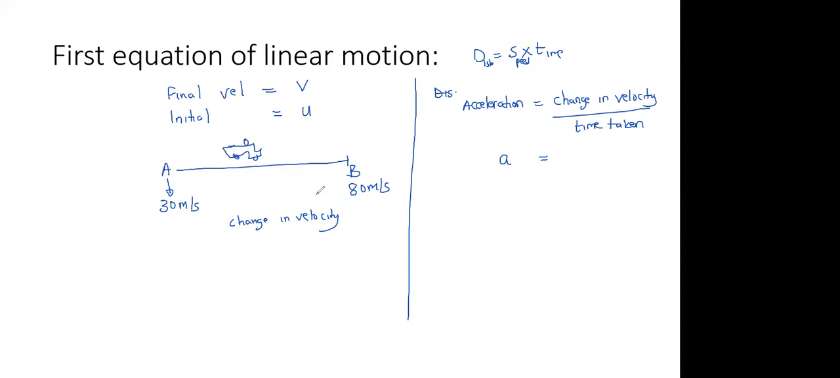Yes. Now, I'm going to use the letters. Instead of 30, I'm putting U. Why? 30 is the initial. Then instead of 80, I'm putting V. I want you now to type in the chat. Instead, from that, I've used the U. Instead of 8, I've used the V. I want you to write in terms of U and V the change in velocity. Yes. Type in the chat.